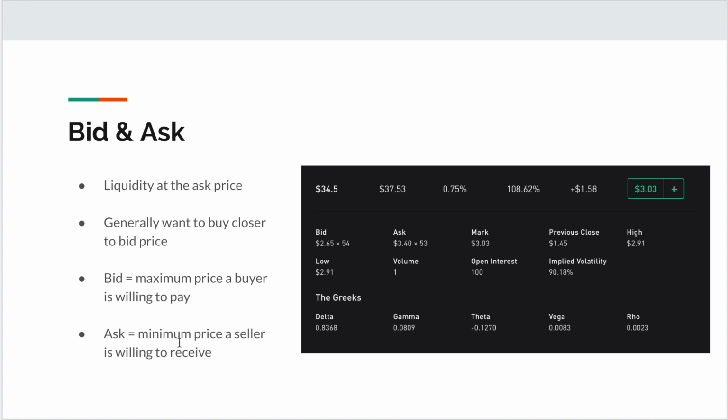That range between the bid and the ask, between what the buyer is willing to buy for versus what the seller is willing to sell for, is called the spread. The spread is very important to an options trader because it gives you something called liquidity.